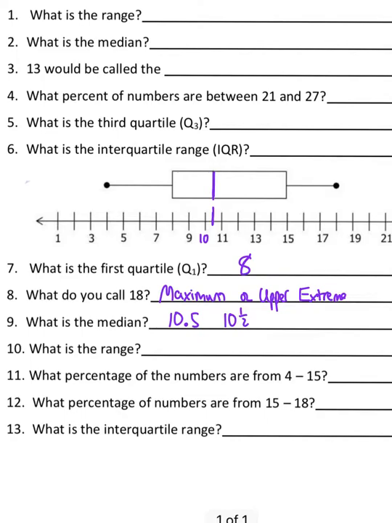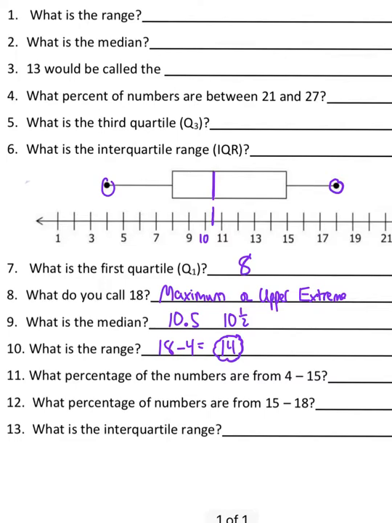All right, next one, what is the range? Big minus little. So the biggest number is 18. The smallest number is 4. And 18 minus 4 is 14. So did you have 14 as your range? All right, next question. We're on to number 11.